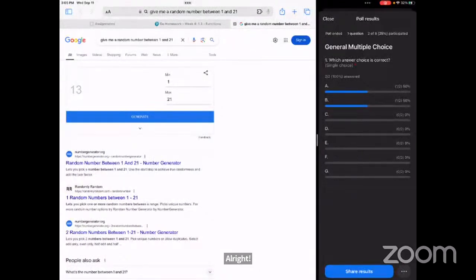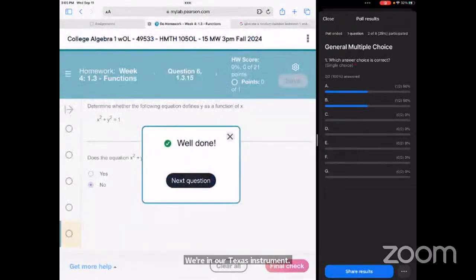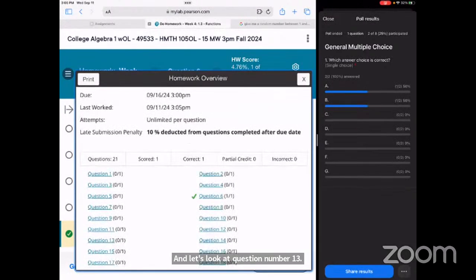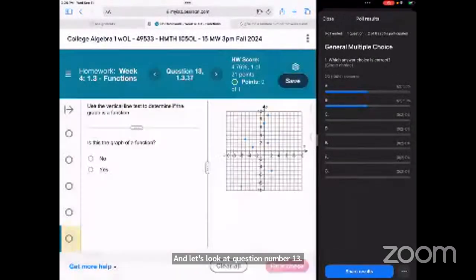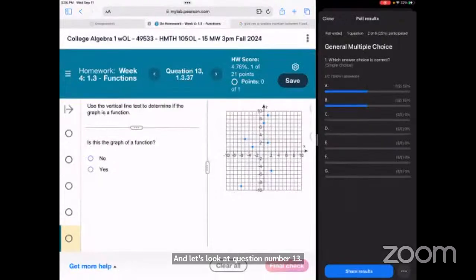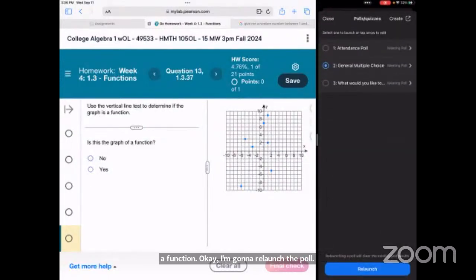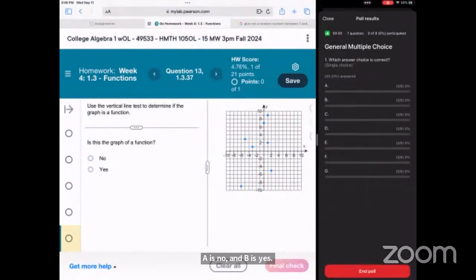All right, let's look at question number 13. I use the vertical line test to determine whether this is a function. Okay, I'm going to relaunch the poll. A is no and B is yes. Okay, A is no and B is yes.